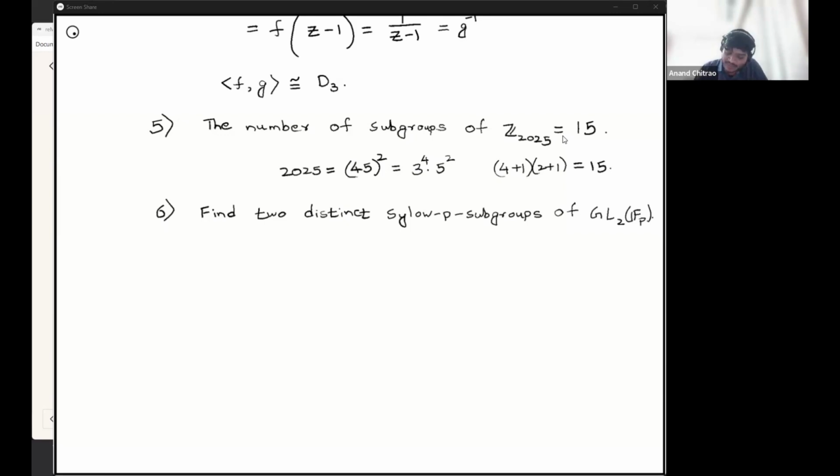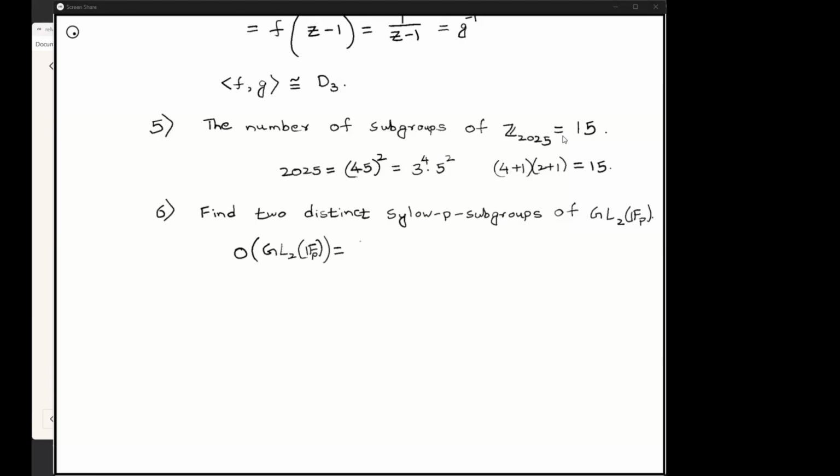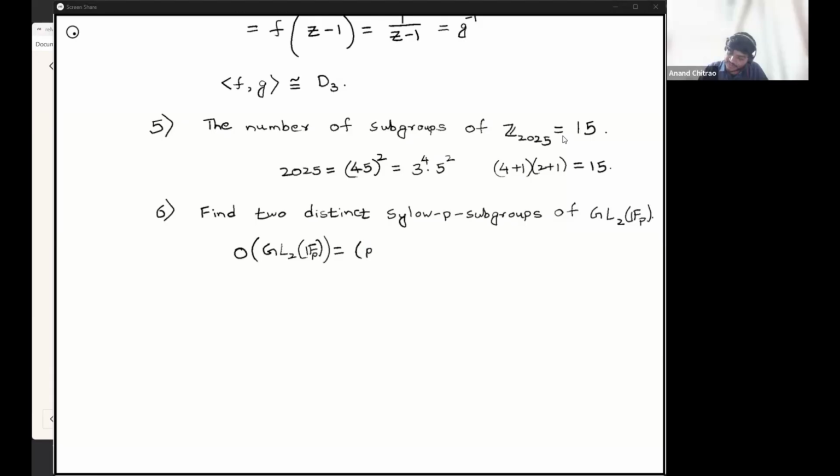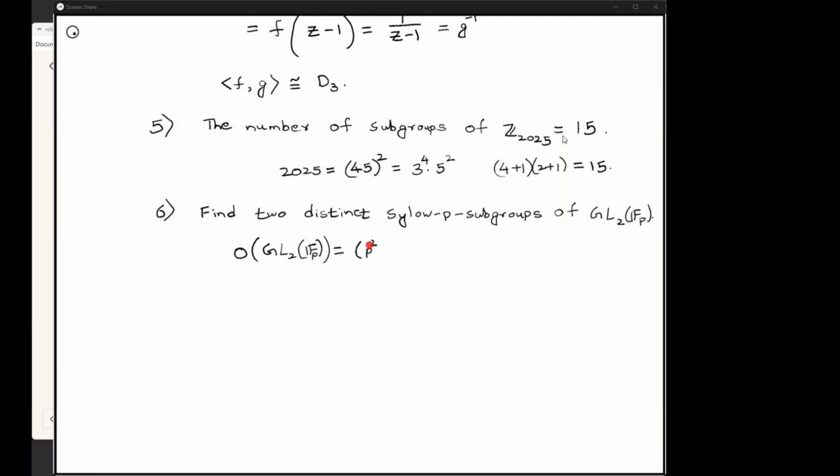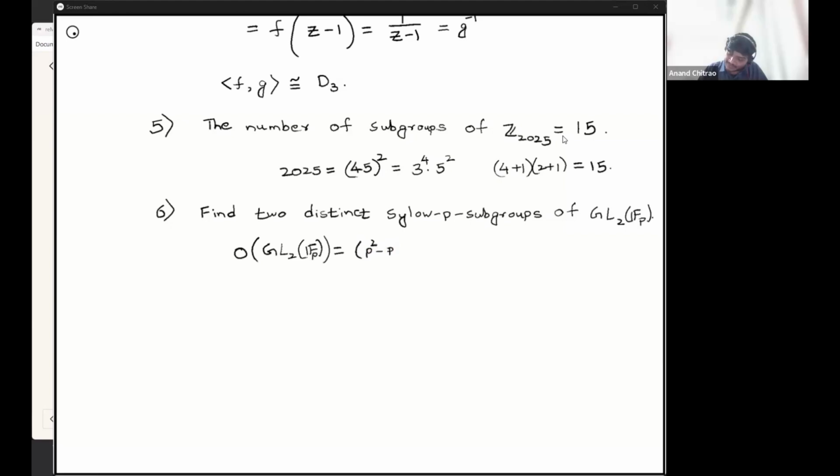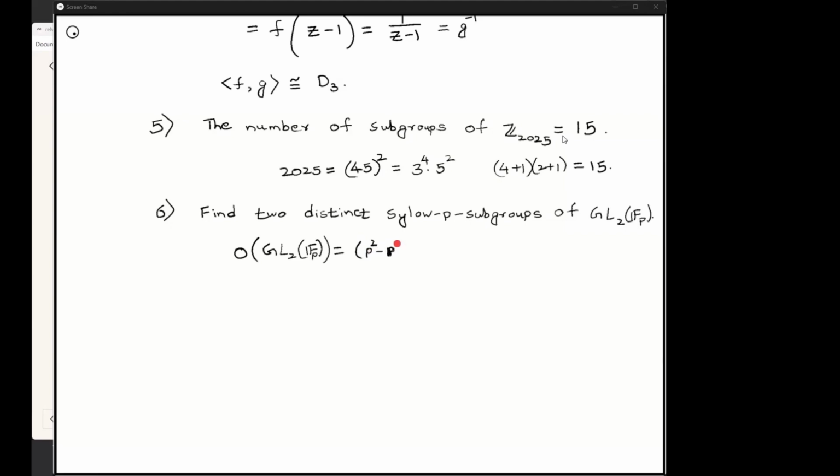So how does one start? One starts by writing down the order. What's the order of GL2(Fp)? It is p squared minus 1, times p squared minus p actually. Yeah.